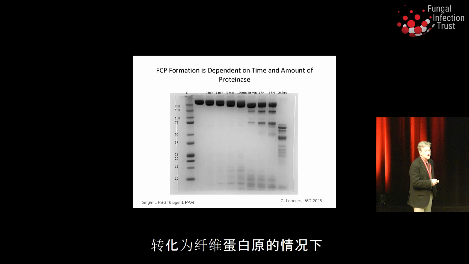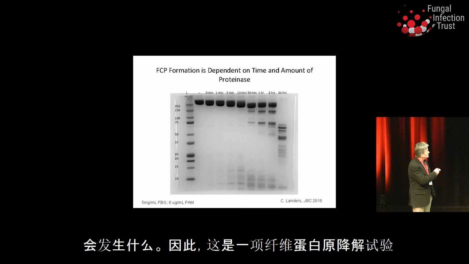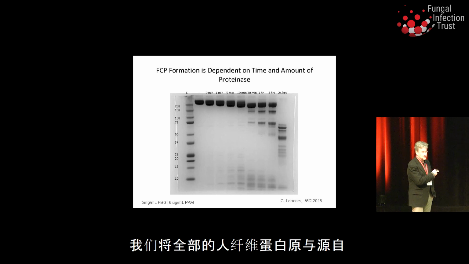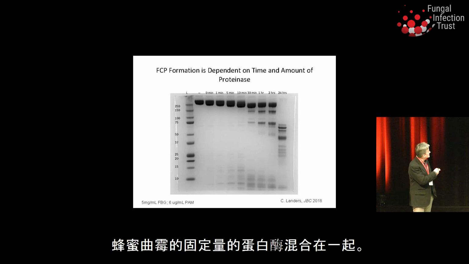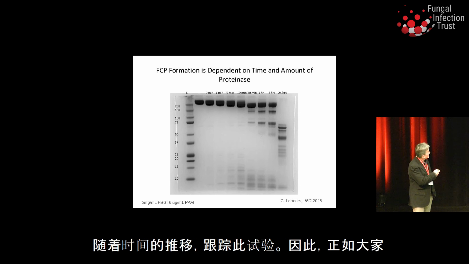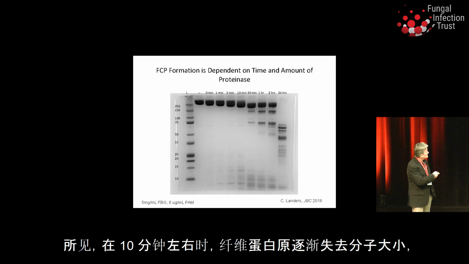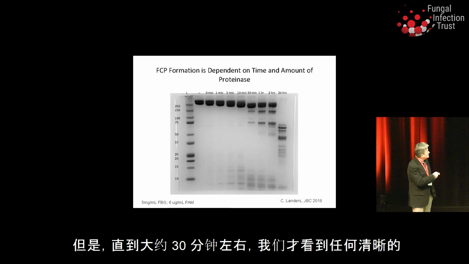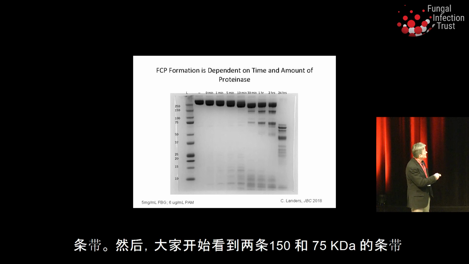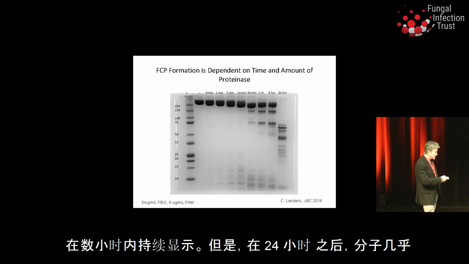So this is a fibrinogen degradation assay. We're mixing whole fibrinogen, human fibrinogen, with a constant amount of the protease derived from Aspergillus mellitus, and following this over time. So as you can see, out to about 10 minutes, fibrinogen is losing molecular size, but we don't see any distinct bands until we get to about 30 minutes. And then you begin to see these 2 bands, at 150 and 75 kilodaltons, showing up consistently out many hours. And after 24 hours, though, the molecule is pretty much shattered.